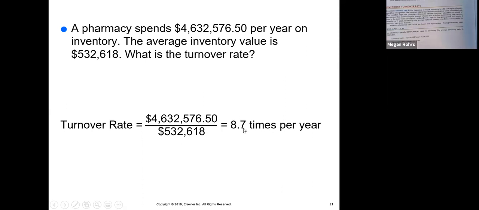What that means is throughout the year, we have bought and sold our entire inventory roughly 8.7 times. So that gives us an idea of where our par levels need to be. Because if our par levels are set too high, we're not going to have that high of a turnover rate.